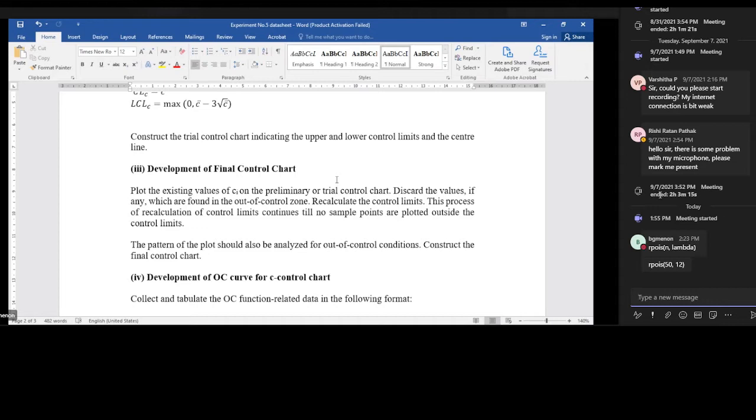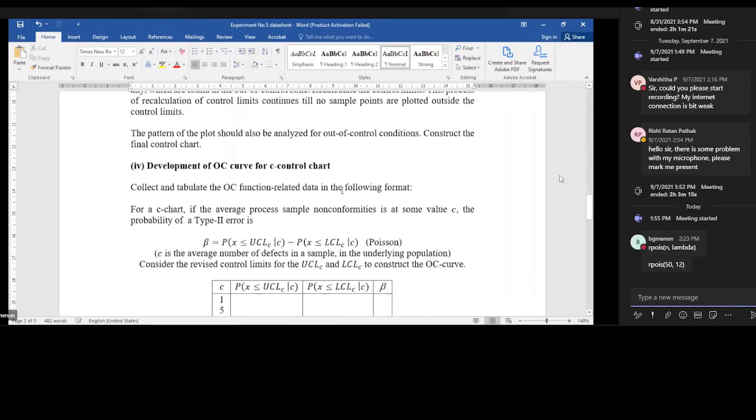So you have removed 4 points, which means the average will now be divided by 46 instead of 50. If you have removed, say, 10 points, now the average will be sigma c by 40, because 10 points you have removed. So you revise the control limits and replot the control chart. So that is the second task.